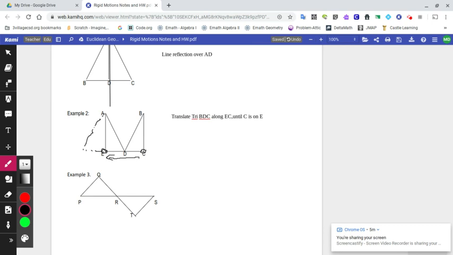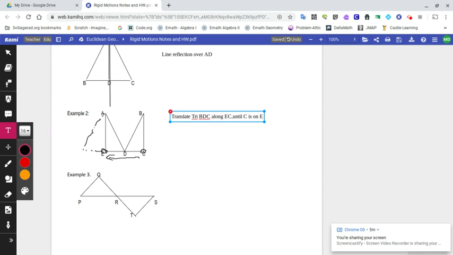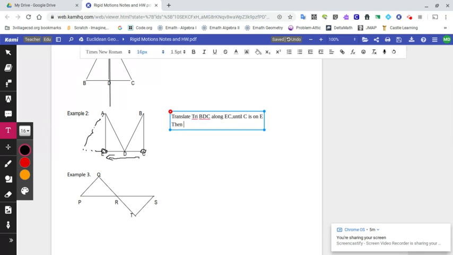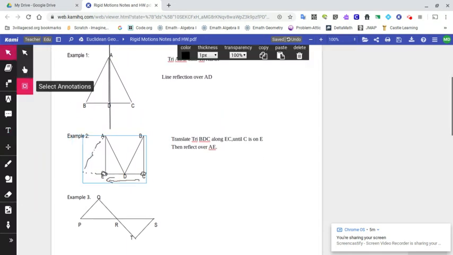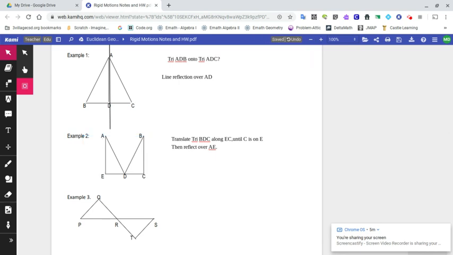Then what I have to do to get it to lie on top of AED is reflect it over AE. So I'm going to say then reflect over AE. That would be one way of mapping triangle BCD onto AED.